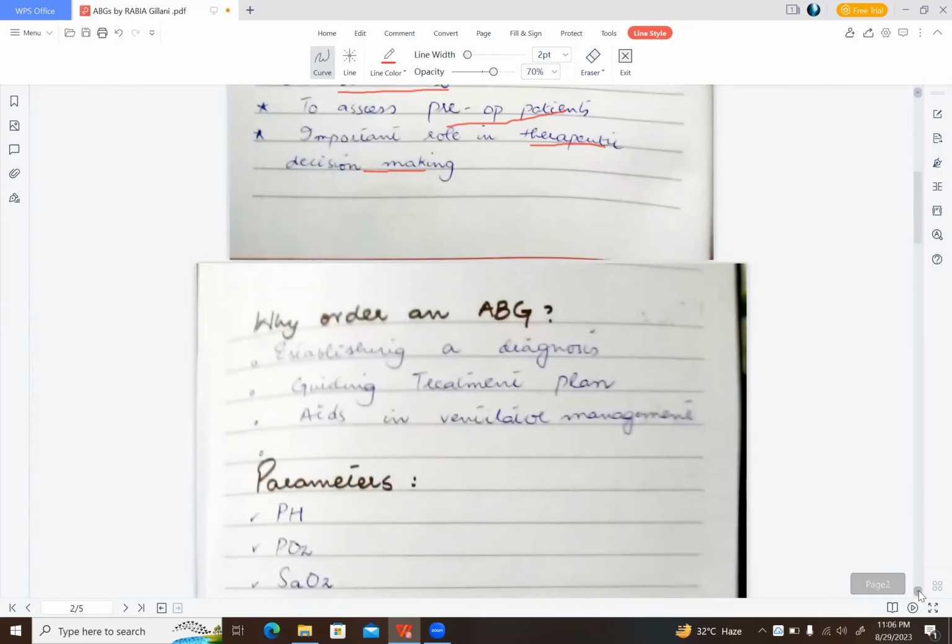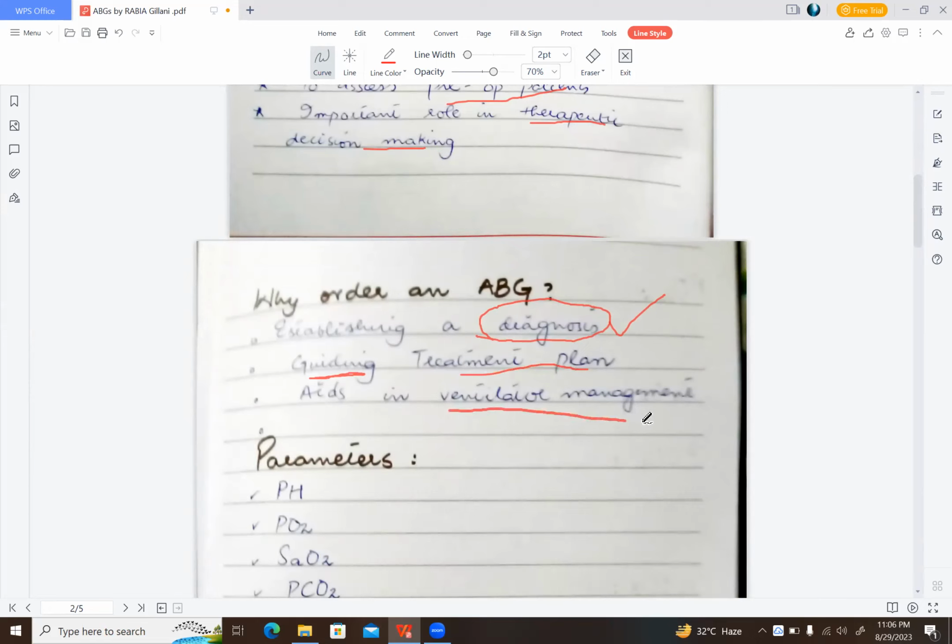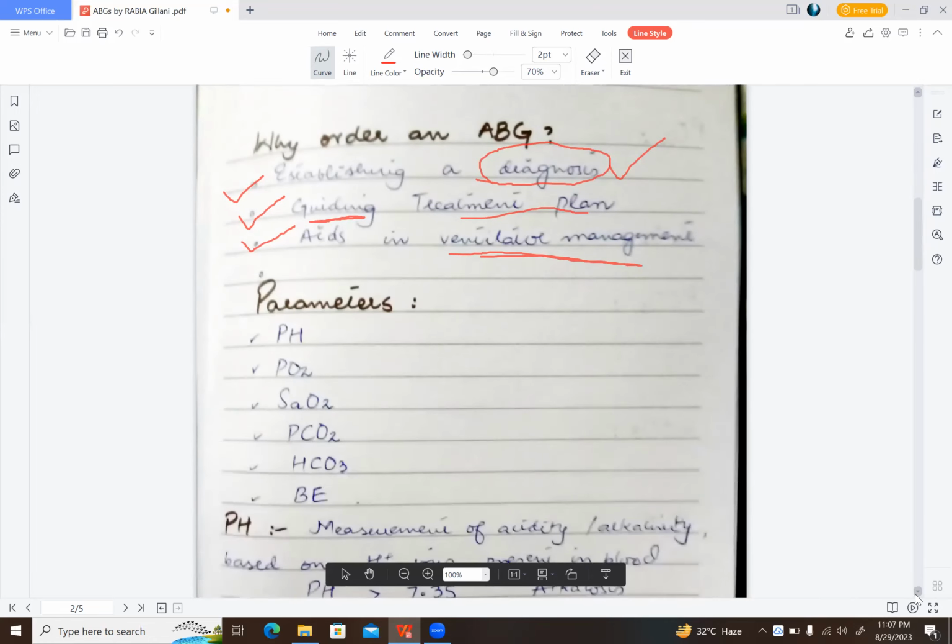And why you order an ABG while at hospital? Sometimes you need to establish a diagnosis. For diagnosis, you order ABG. Sometimes you have to guide your treatment plan, and sometimes you have to set the ventilator for the ventilator management. These are some of the uses of ABG.